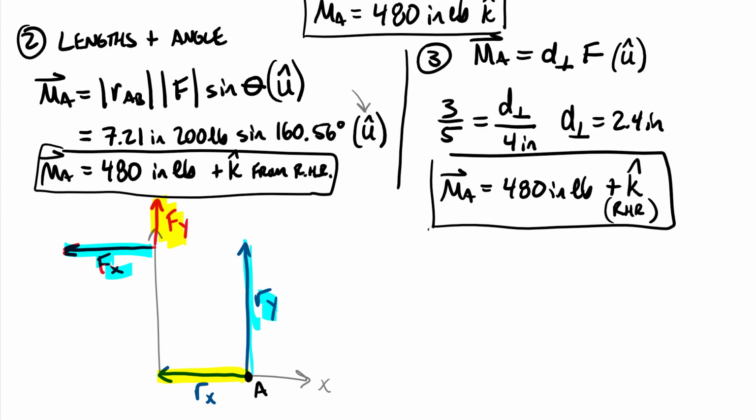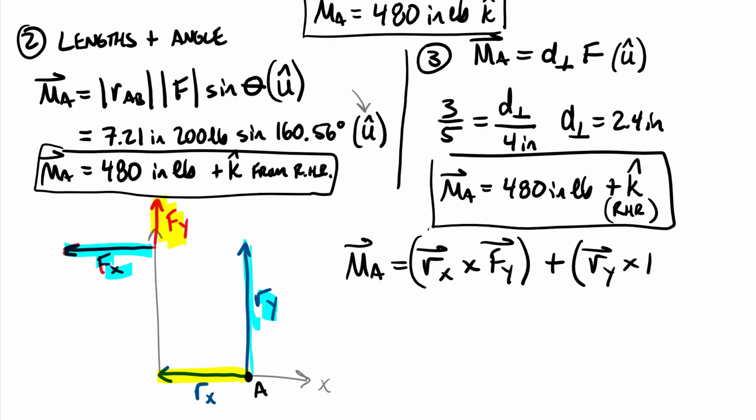So if we have these two perpendicular pairs, what we can do is take the cross product of each one of these. So we can say that my moment about point A is equal to my Rx as a vector crossed into my Fy as also a vector. I'm going to add that to my other pair, my Ry crossed into my Fx, always R cross F for any moment. Now when I take a look at these, essentially I just need their distances, and I'm going to determine their sign from the right-hand rule.